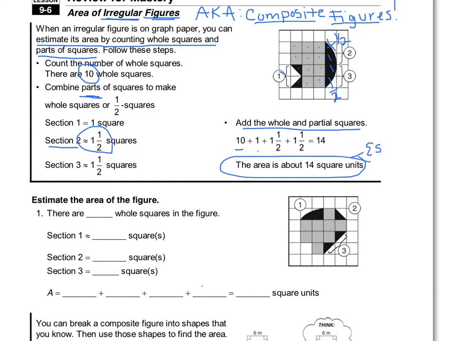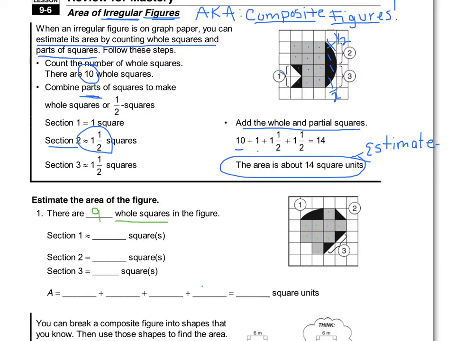Okay, I want to emphasize that it's an estimate because sometimes we estimate differently. So if someone got a slightly different answer, it wouldn't necessarily be wrong, they just estimated differently. Let's look at number 1, estimate the area of the composite figure. They've kind of shaded it in nicely for us, so I can go through and I can count how many whole squares. 1, 2, 3, 4, 5, 6, 7, 8, 9. I'm counting 9 whole squares.